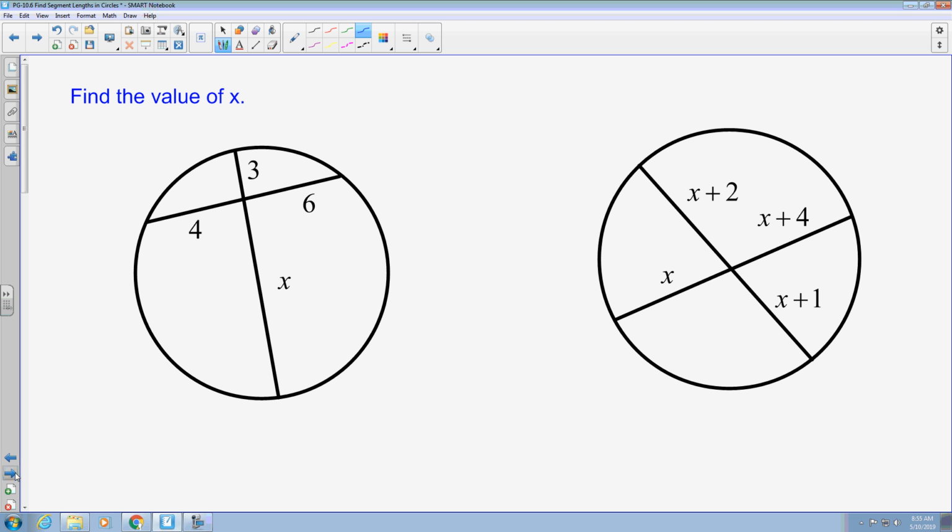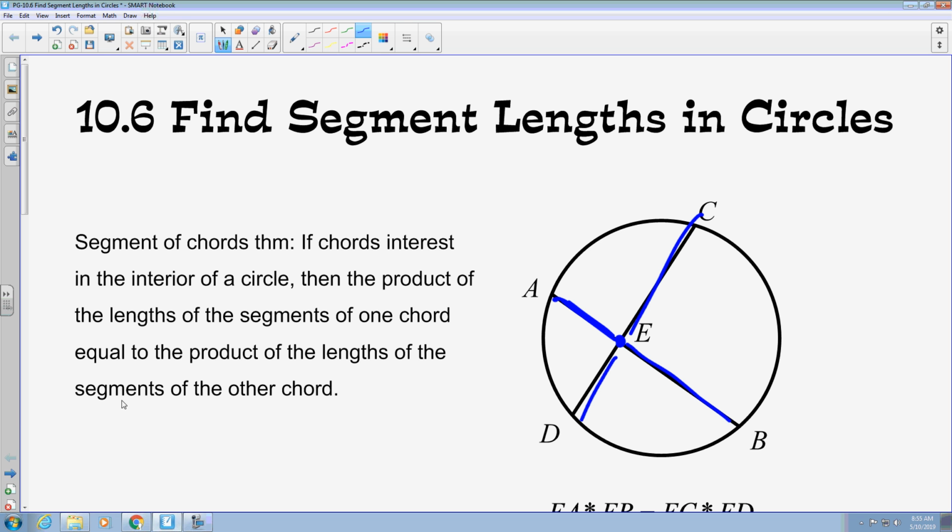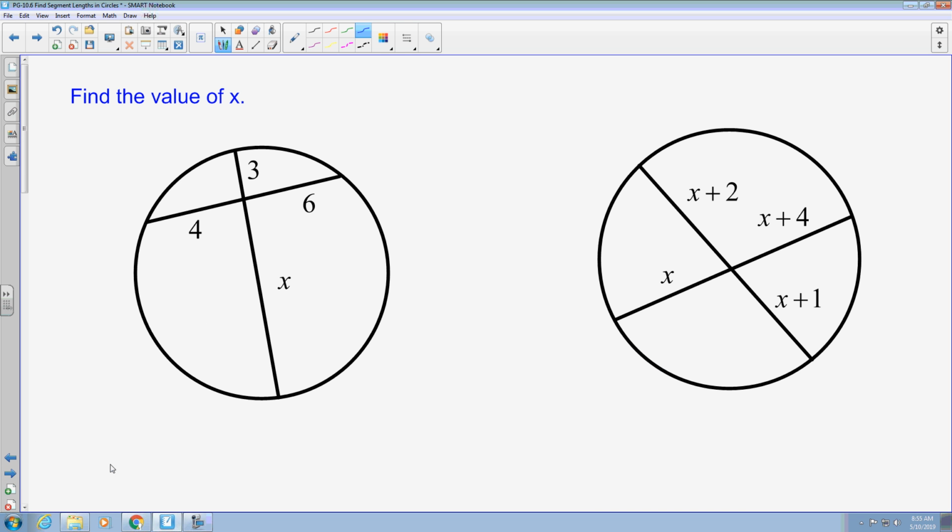So for these first two examples, we are going to follow the segment of chords theorem. Looking at this for the segment of chords theorem, we could say that 3 and x are going to be products, so the product of those two is going to be 3x. And then the product of these two here is 4 times 6, which is 24. Dividing both of those by 3, I get x equals 8.